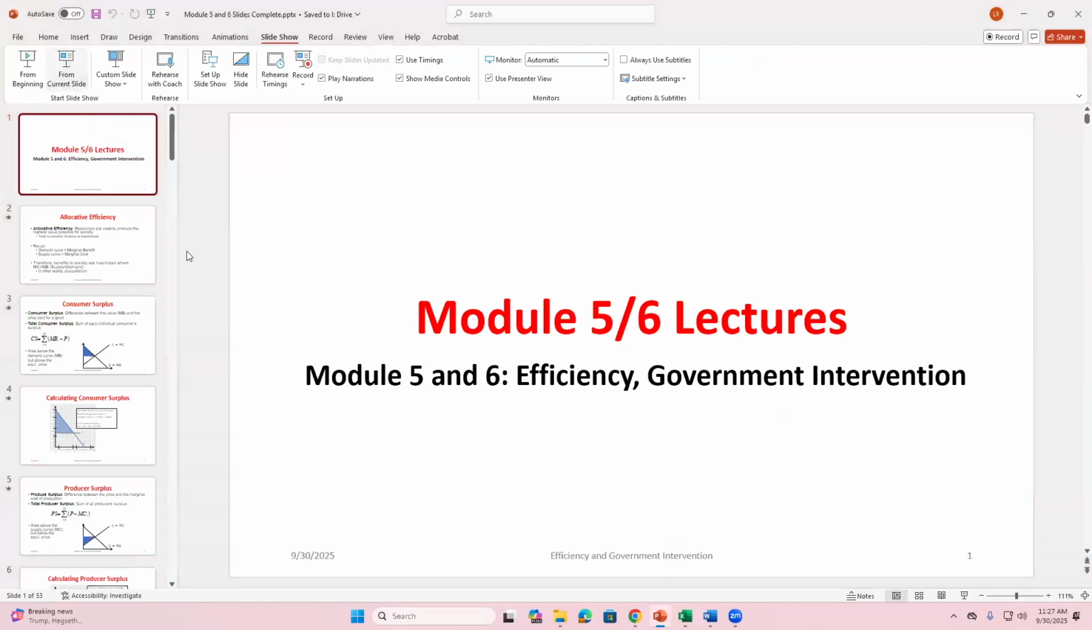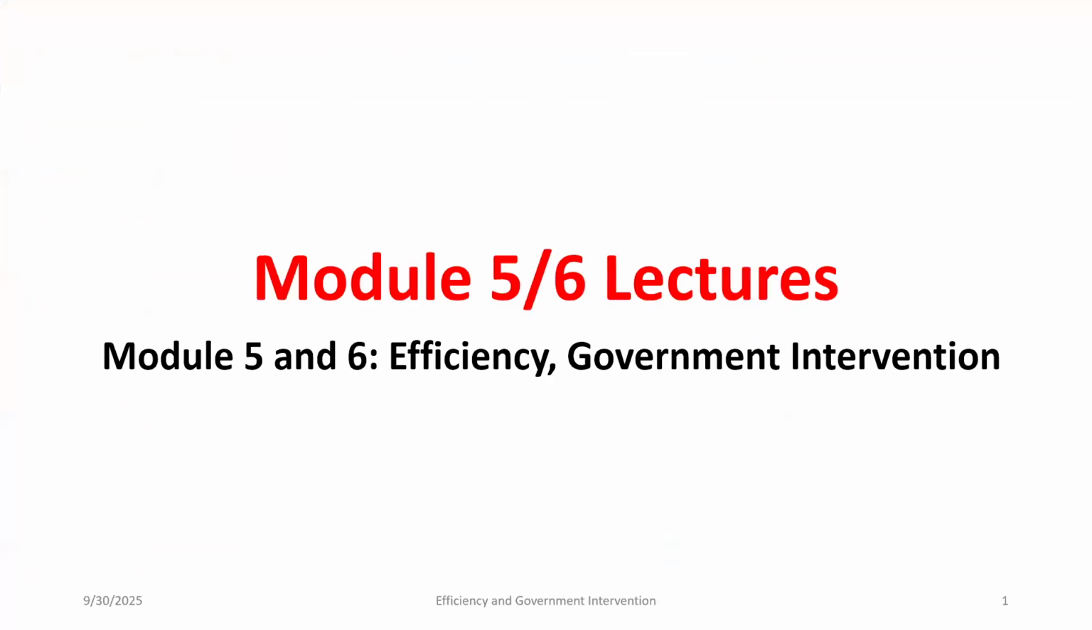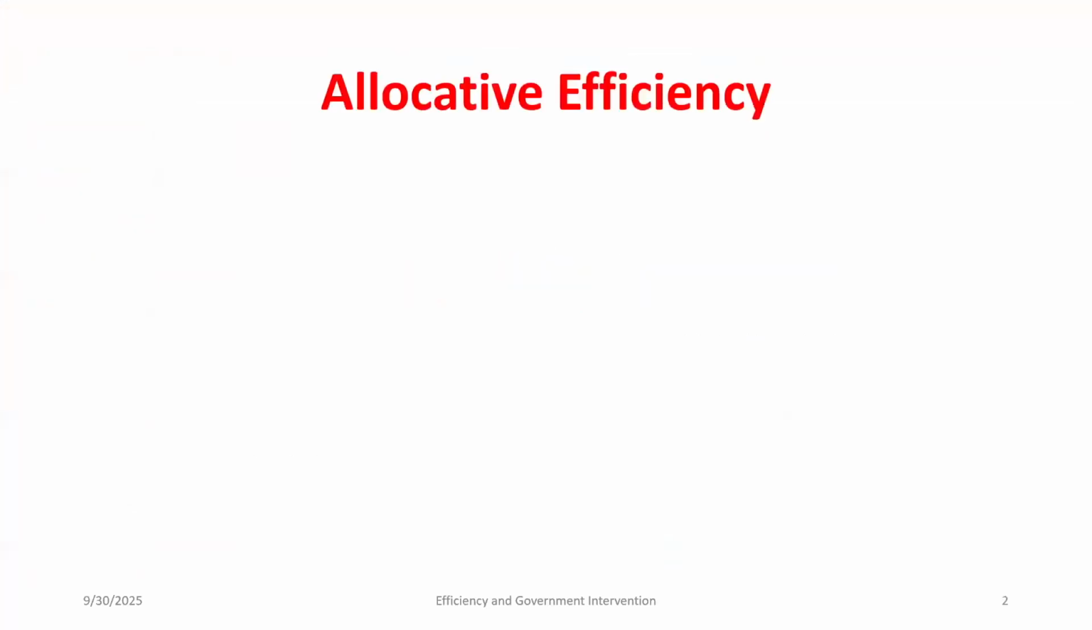Okay. All right. So we will start working through Module 5 pretty quickly today. We'll get through it in probably the next 20 minutes or so, right? That's why I combine Module 5 and 6. So it's really a lot of things we've already talked about. The main one being allocative efficiency is where we're going to start.